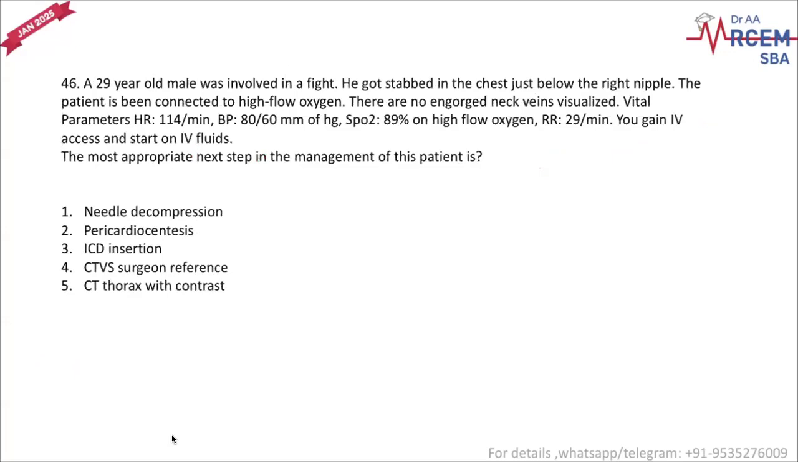A 29-year-old was involved in a fight. He got stabbed in the chest just below the right nipple. The patient is being connected to high flow oxygen. No engorged neck veins are seen. Vital parameters show some amount of tachycardia, and hypotension is present. You gain IV access. What is the most appropriate next step in management of this patient?